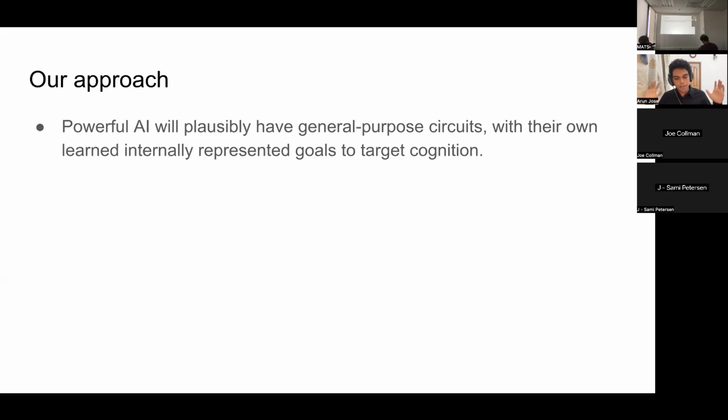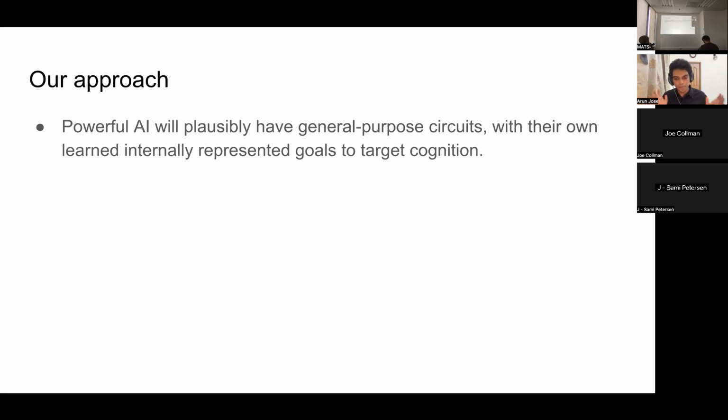And so what we want is to take this notion of what the AI wants and frame it in terms of what the target of this model's cognition is. Slightly more precisely, powerful AI in very rich environments will probably have very general purpose circuits that are designed to act in a diverse array of environments and tasks.